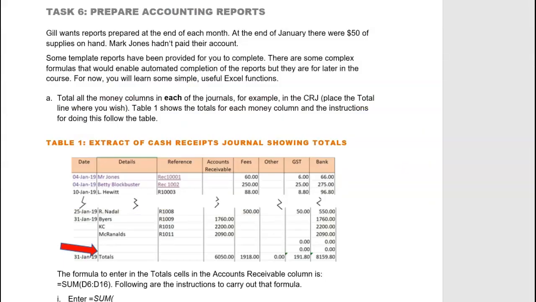And finally, for how much supplies were left at the end of January, go to task 6 in your report, and you'll see in the first line, Gill wants reports prepared for the end of each month. At the end of January, there were $50 of supplies on hand. So with that, you have all the information you need to put together your supplies report.